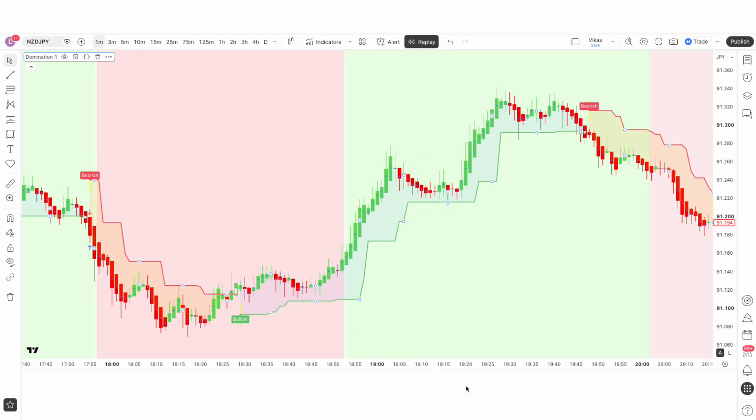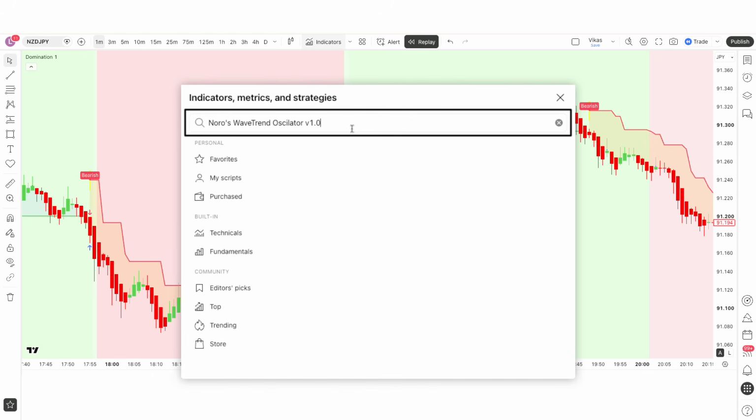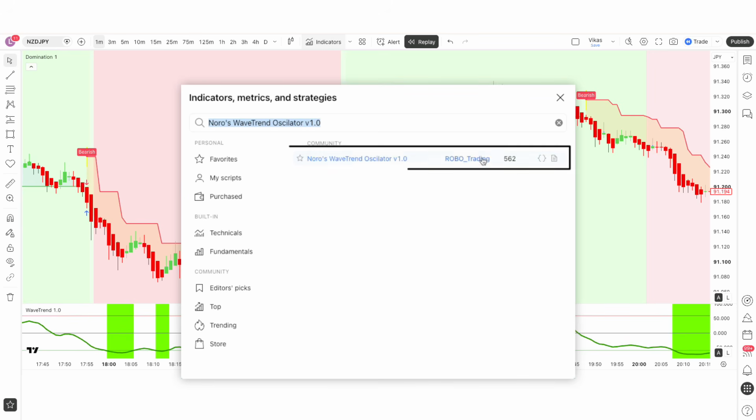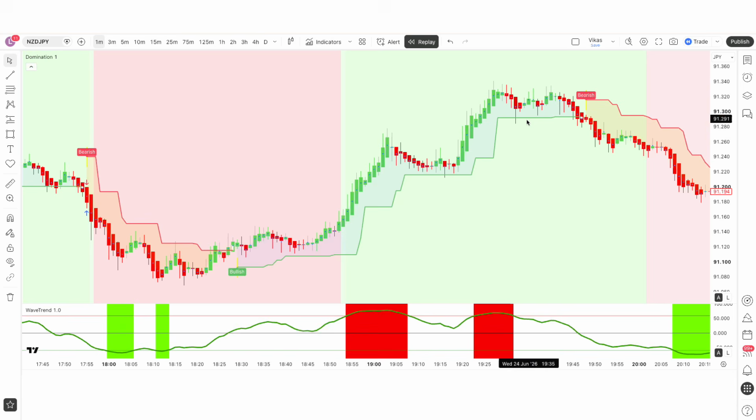Click OK. Now we'll add one more indicator to make this strategy more powerful. Let's go to the Indicator Search tab, search Noro's Wave Trend Oscillator V1.0, and select this one called Noro's Wave Trend Oscillator V1.0, created by Robo Trading.